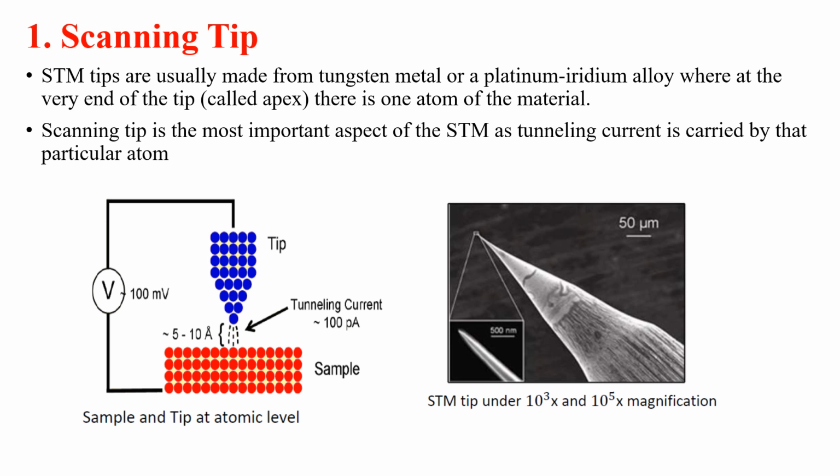We have to keep in mind that voltage and current are inversely proportional to each other. The lower the voltage, the more the flow of electrons, that is, the more the flow of current. We also have to keep in mind that the lesser the distance, the more the flow of electrons. So we have to maintain a particular distance, so that there will be more flow of current from the tip to the sample.